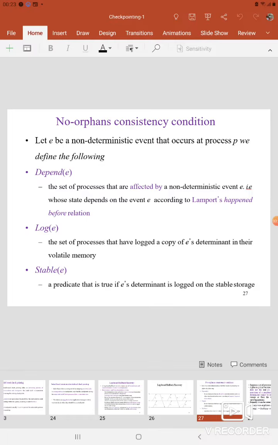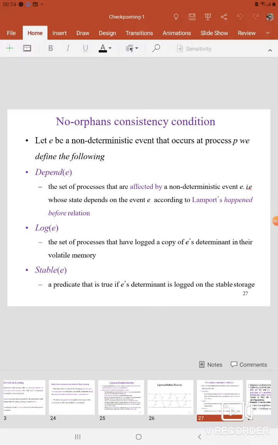Here we have one problem, that is the no-orphan consistency condition. Let E be a non-deterministic event occurring at the process P. We have to define three things. One is Depend(E), another one is Log(E), and the third one is Stable(E).